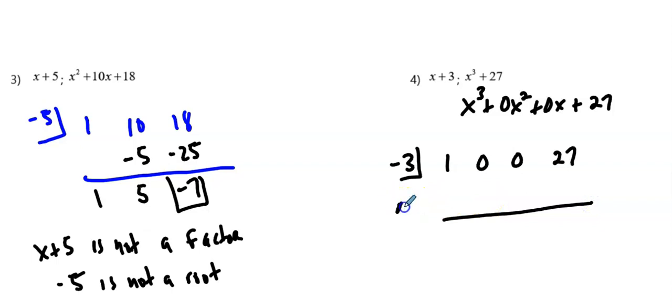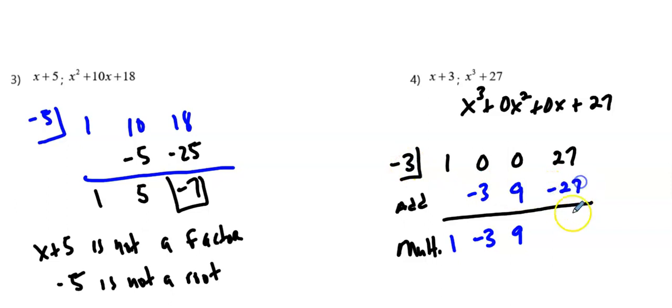So remember, everything on the second level, we add, and on the bottom level, we multiply. So we're going to drop the first number. 1 times negative 3 is negative 3. Add, we get negative 3. Multiply, we're going to get a positive 9. Add, we get another positive 9. Multiply, we get a negative 27. And when we add, we do get a remainder of 0, which confirms that negative 3 is a root, or 0. And x plus 3 is a factor.